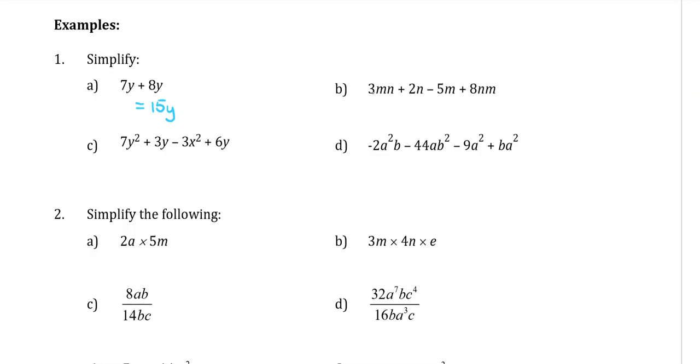In B, we have a number of different terms here, but again, because we're adding and subtracting, I need the ones that have the same letters. So 3mn and 8nm, even though they're in a different order, are like terms. 3 plus 8, you always take the symbol in front. 3 plus 8 makes 11mn.